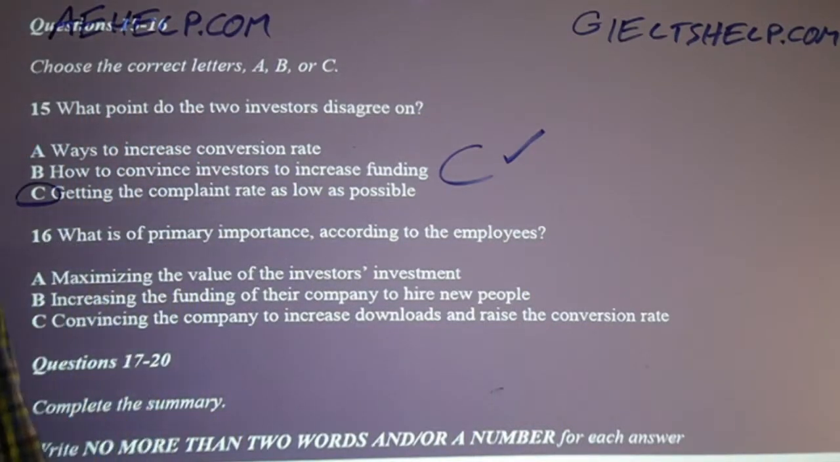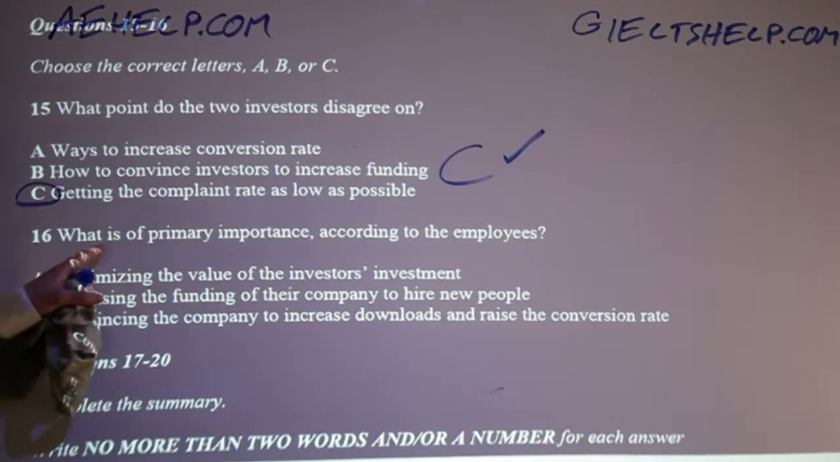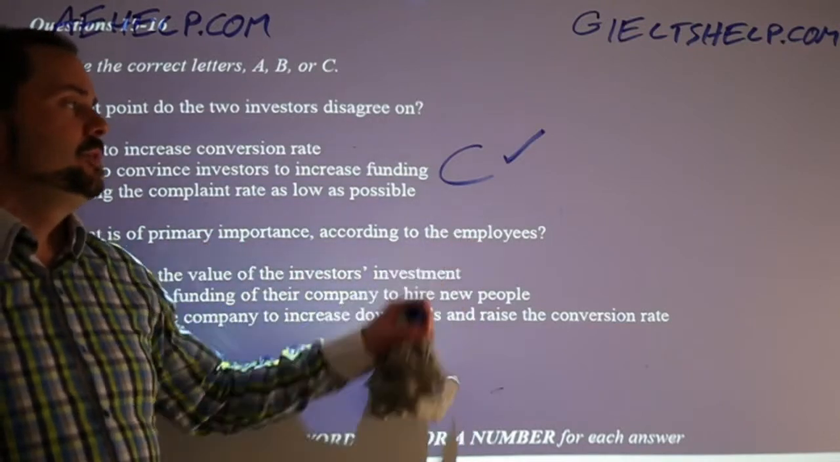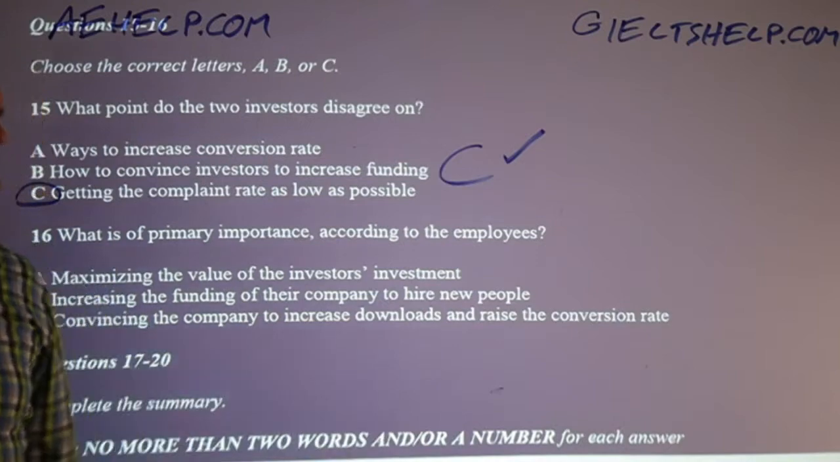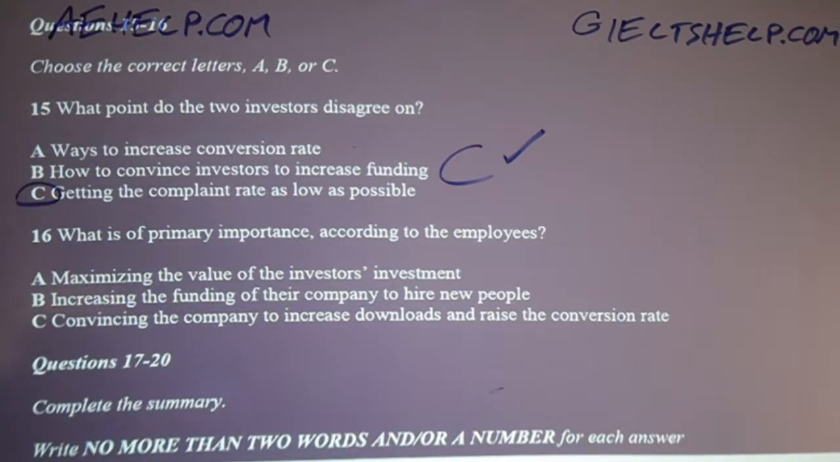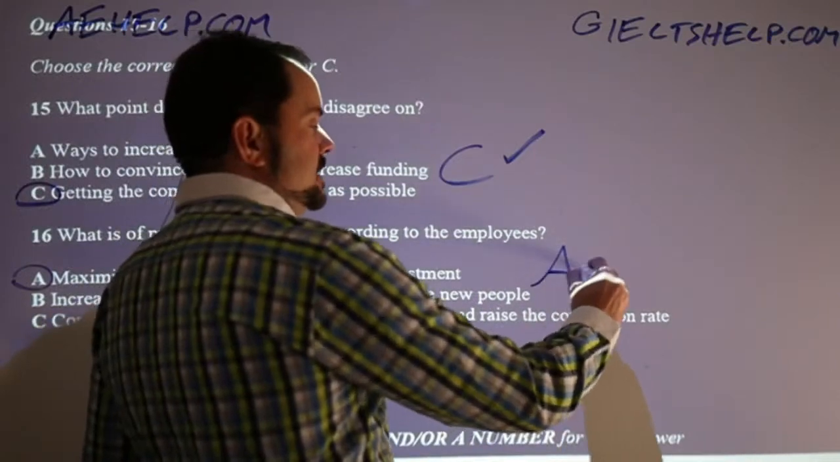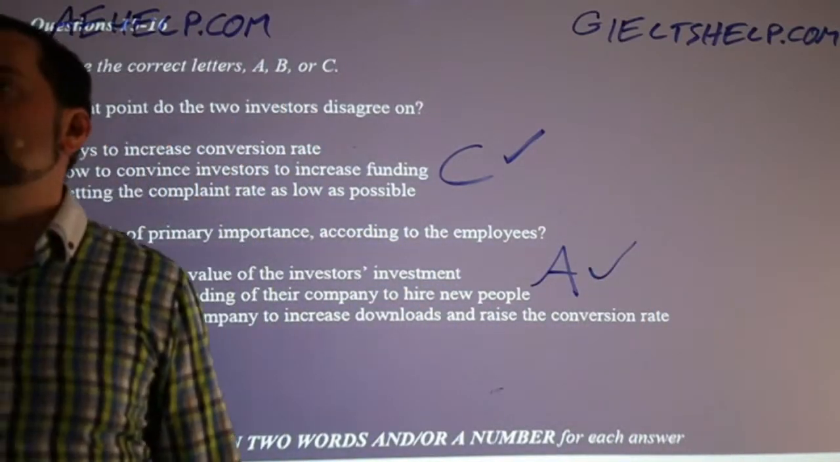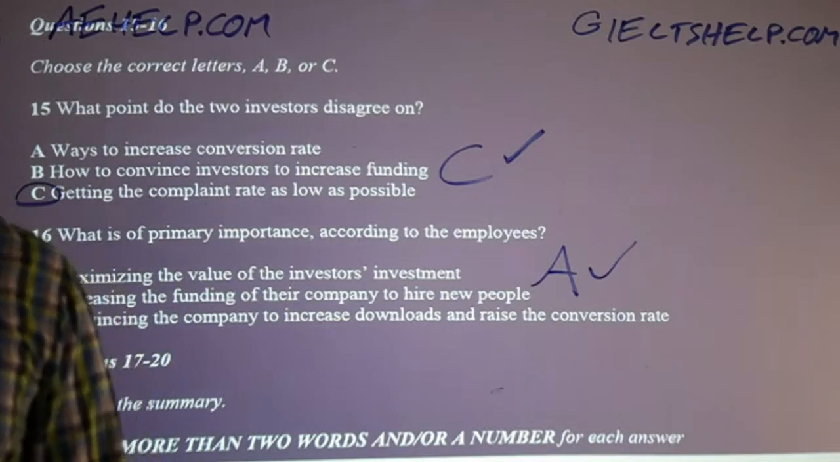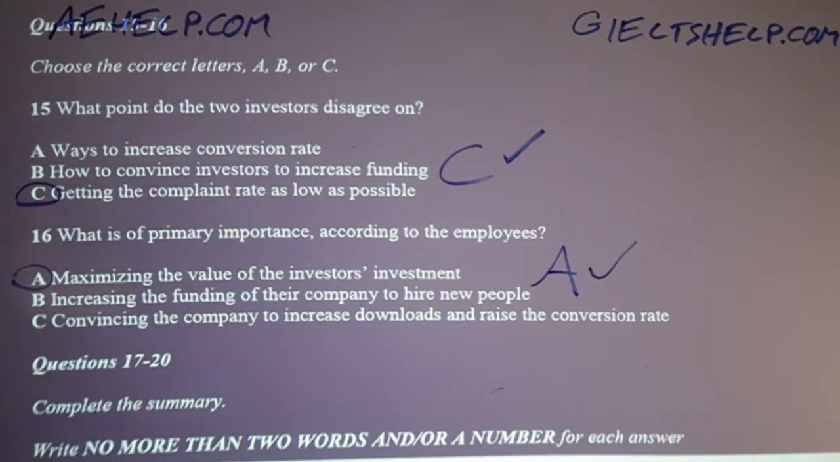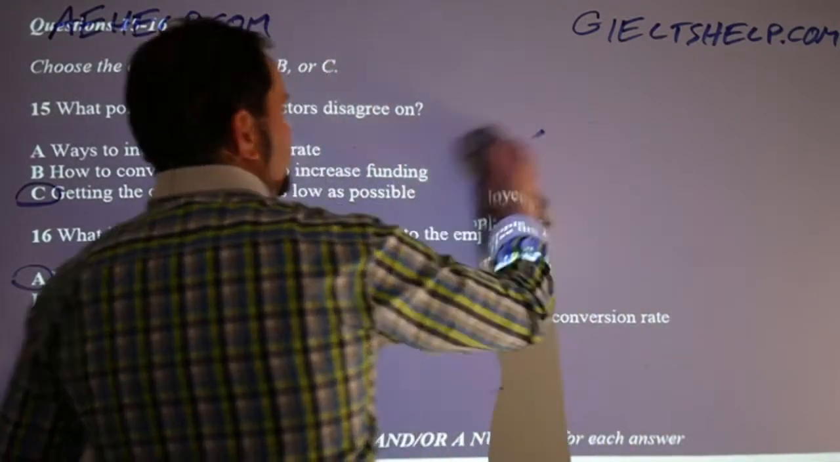Kiko highlights, well done. Then number 16, what is of primary importance according to the employees? And here again, you can use logic as well. Maximizing the value of the investor's investment, increasing funding to their company to hire new people, convincing the company to increase downloads and raise the conversion rate. Well, if you're a successful company, then this is synonymous with your growth and profits. And so A makes sense. I can see that Carolina, Jack William, Navpreet have a lot of A's, which is good. So A it is. Good, everybody's rolling along nicely.